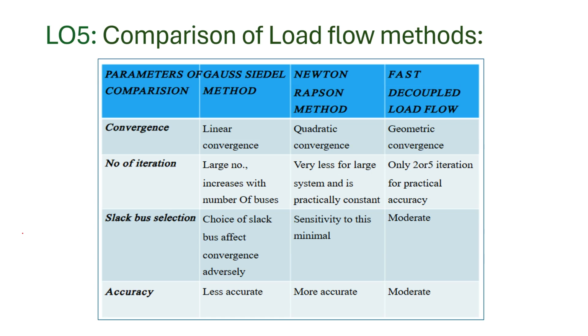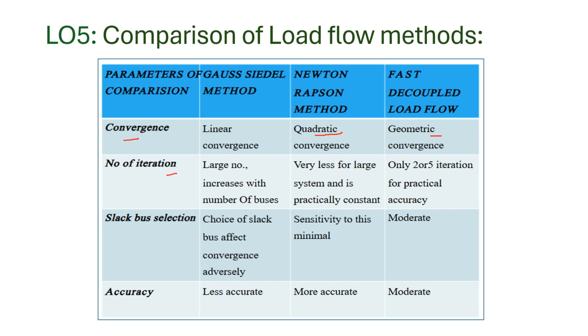Then in terms of convergence, in the Gauss-Seidel method, linear convergence is adopted because of its algorithm. In Newton-Raphson, there is quadratic convergence in the mathematical calculations, whereas the decoupled method uses geometric convergence.